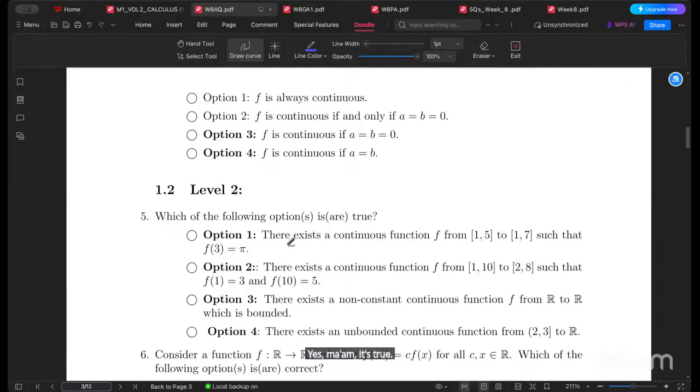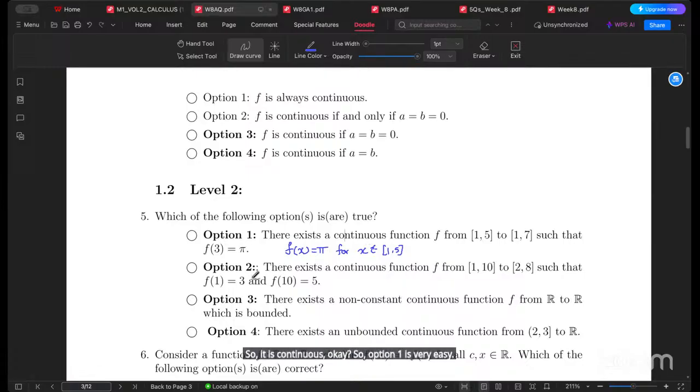Ma'am, f(x) equal to pi, we can take a constant function. Exactly. You can define f(x) equal to pi for all x in [1, 5]. So in that way you see that this is a continuous function, right? Constant functions are usually continuous. It is simply a horizontal line, right? So it is continuous. Okay, so option 1 is very easy.